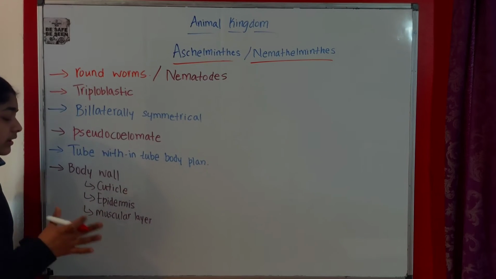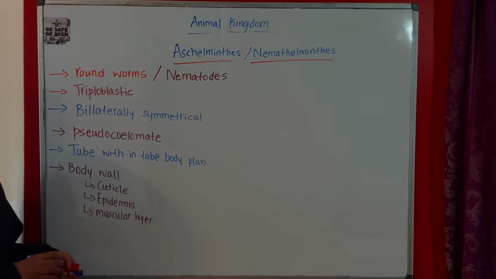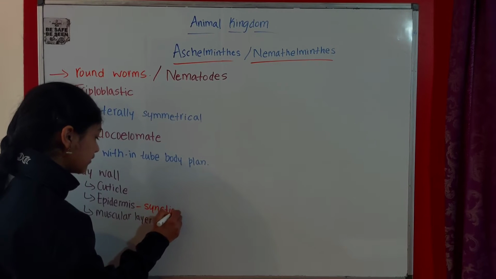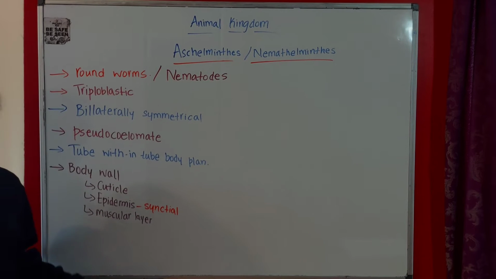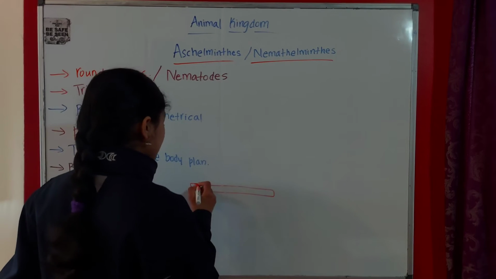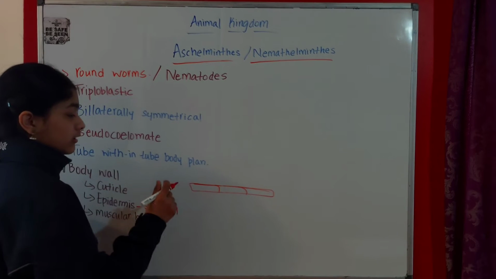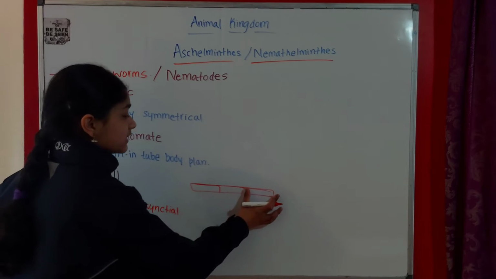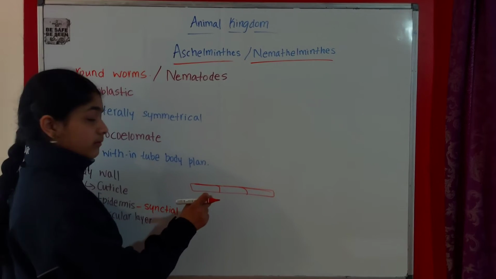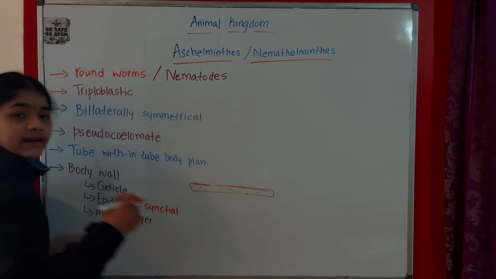So the outer one is cuticle, the middle one is epidermis, and the inner one is the muscular layer. The epidermal layer is syncytial. What is syncytial? Syncytial means here, if this is a layer of cells, usually the epithelium or the layer looks like this. So here we have one cell and the second cell and the third cell. But in case of the nematodes epidermis, these boundaries are not visible, and thus they look like multinucleated cells.